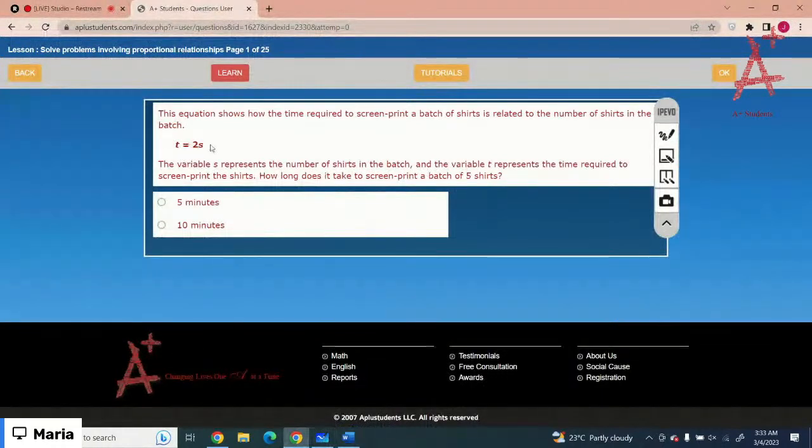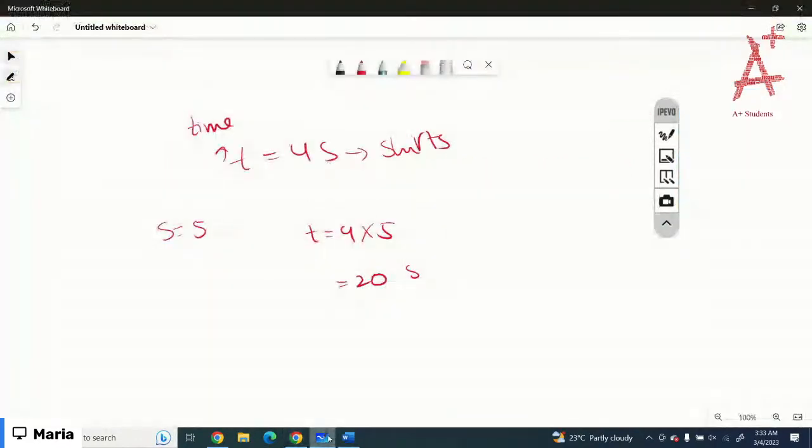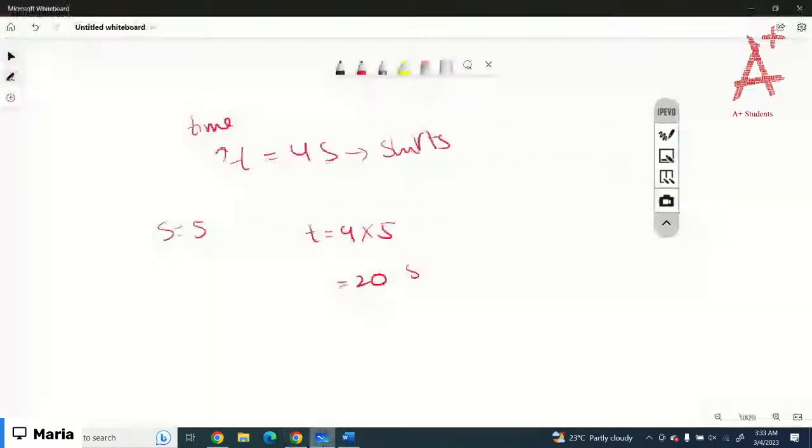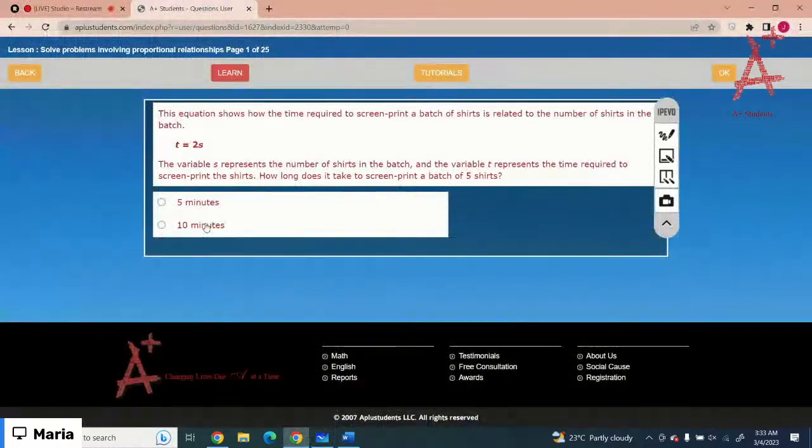Sorry, T equals 2S, not 4S. Got it? So 5 times 2 is 10 seconds, so that means the time required is 10 seconds. Got it? So just select the correct option and click on the OK button.